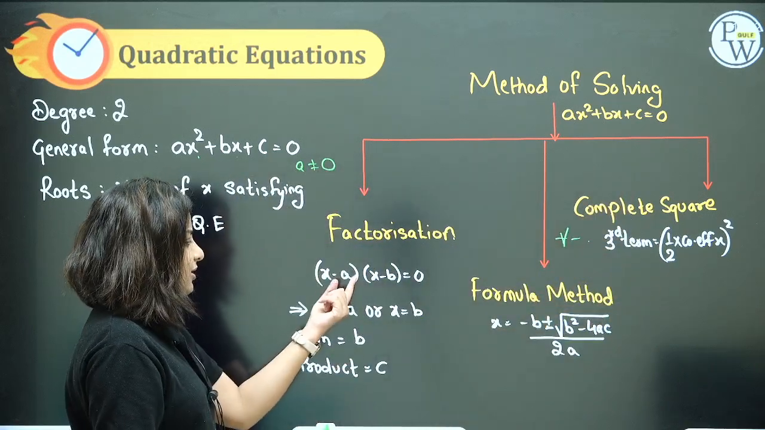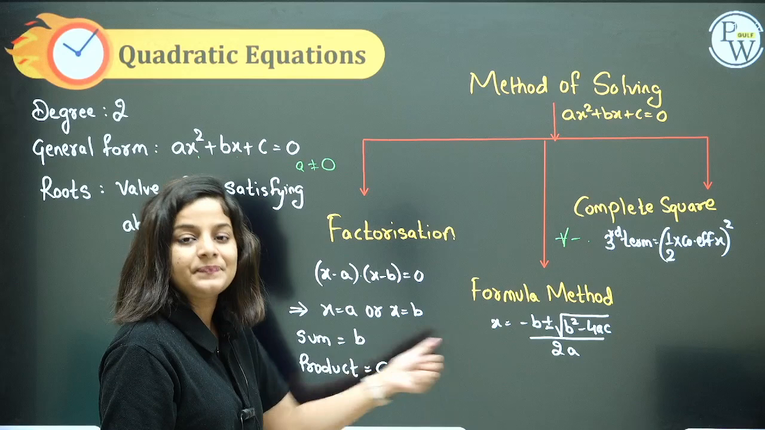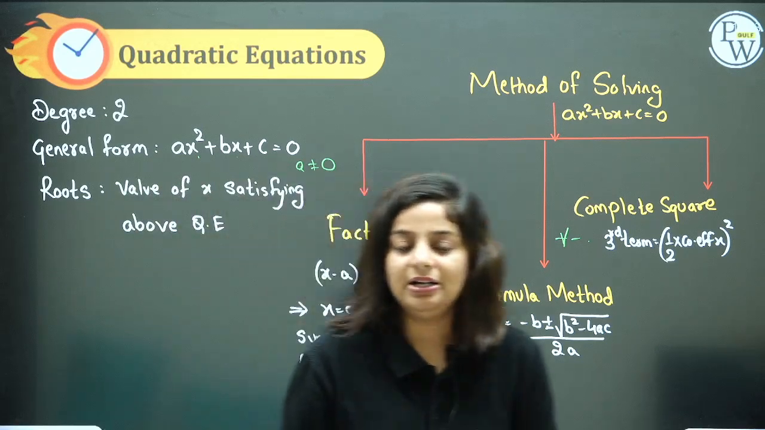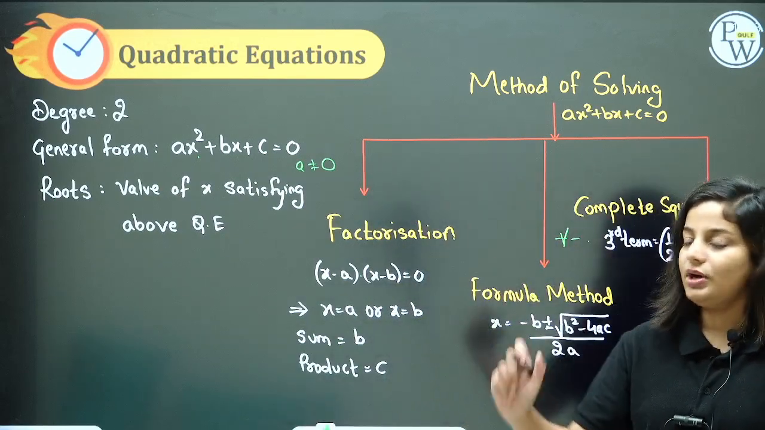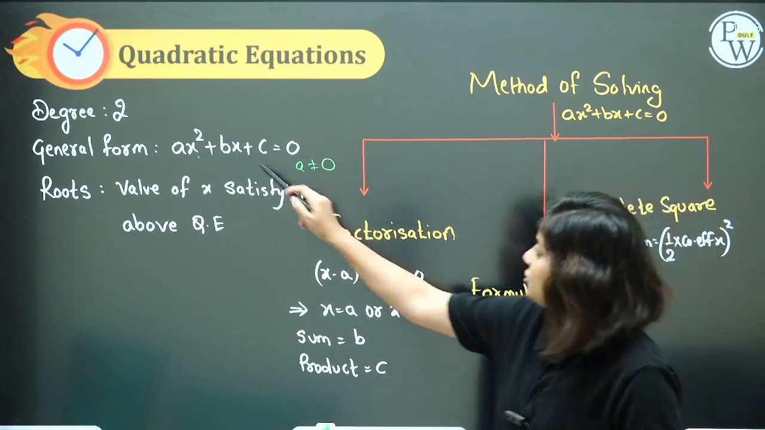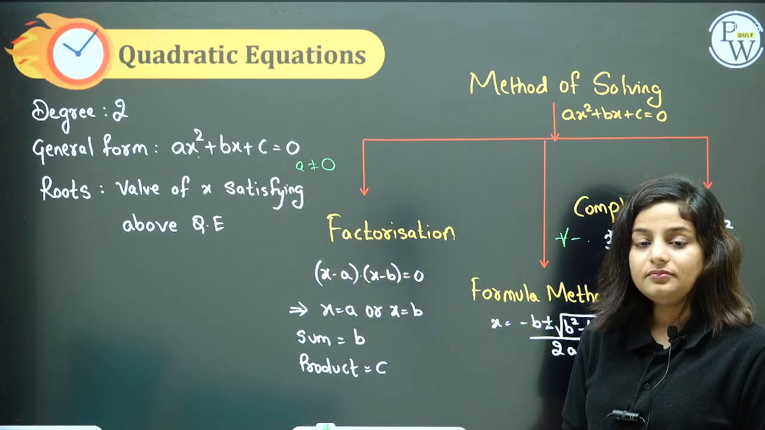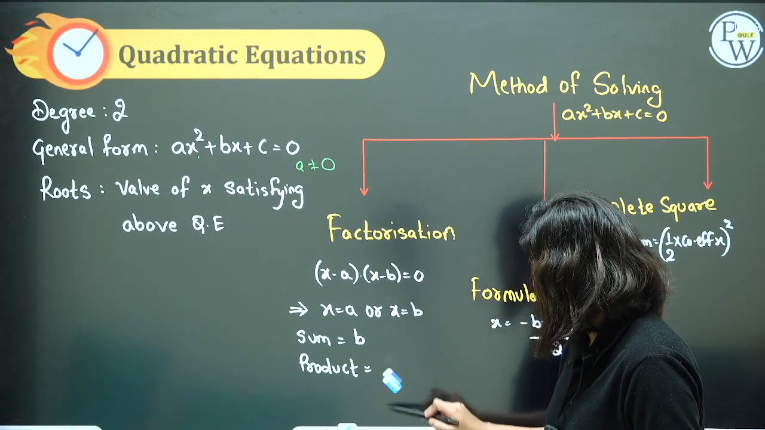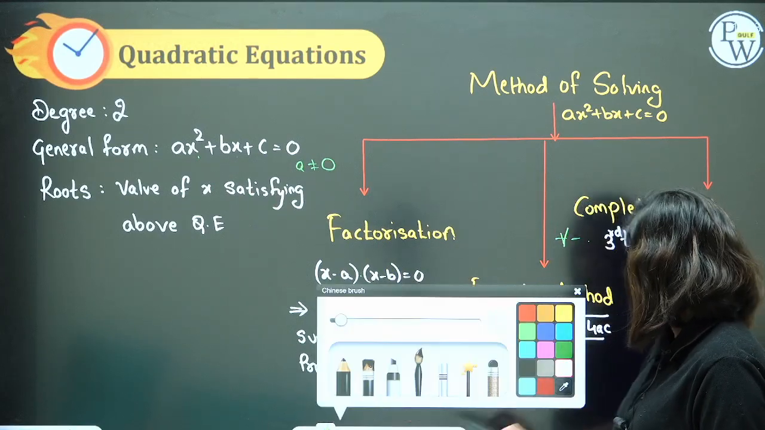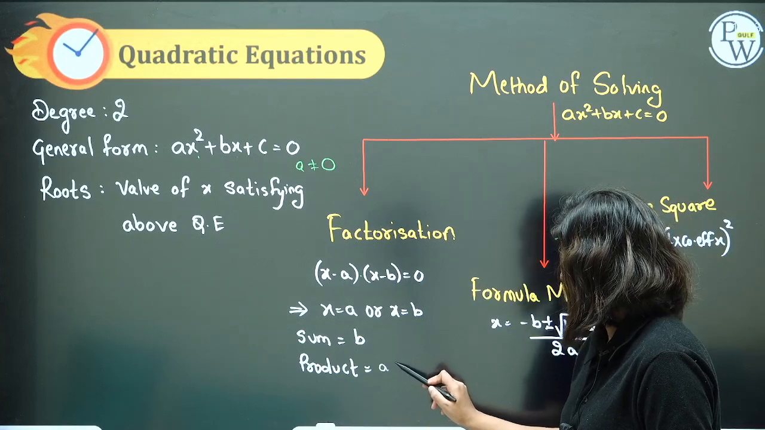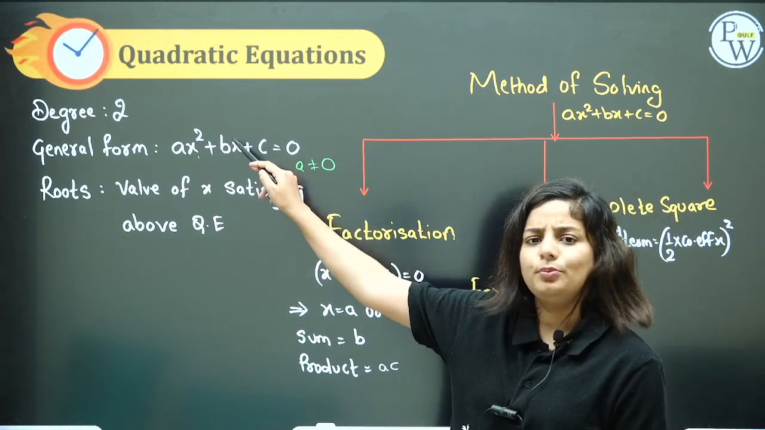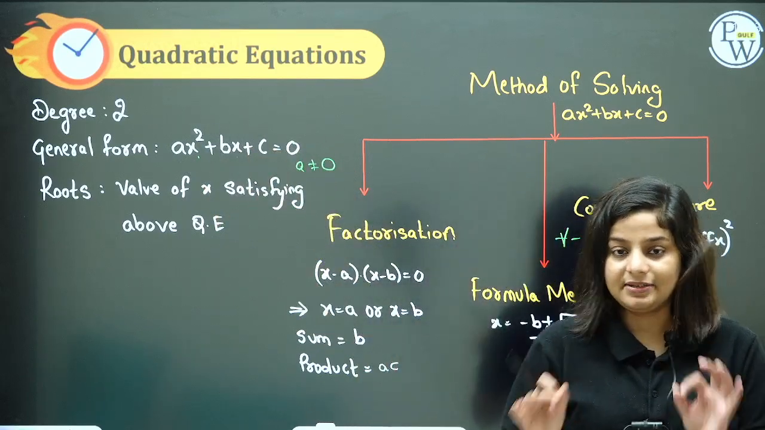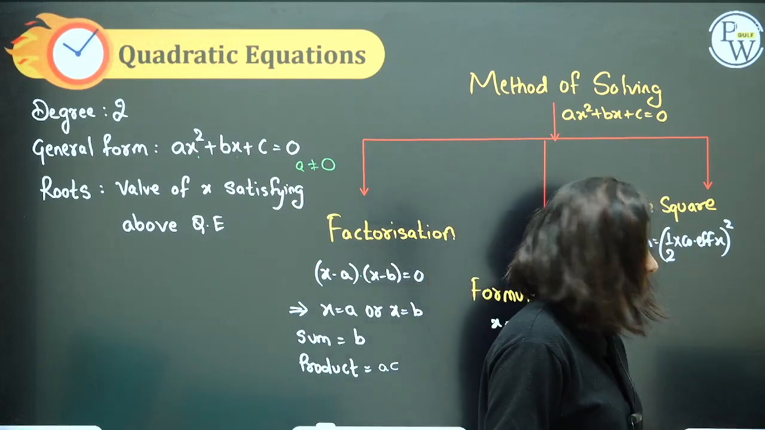In factorization method, we just try to find the factors. How to find the factors? Middle term splitting. We find 2 numbers such that their sum is equal to b and product is equal to a into c. This should be a into c, I'll correct myself here. Sum should be equal to middle term and product should be equal to a into c. That is what factorization is, isn't it?